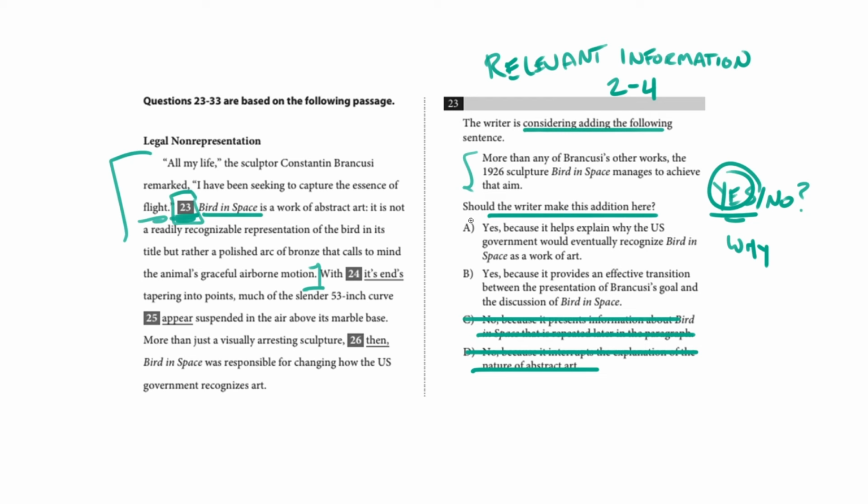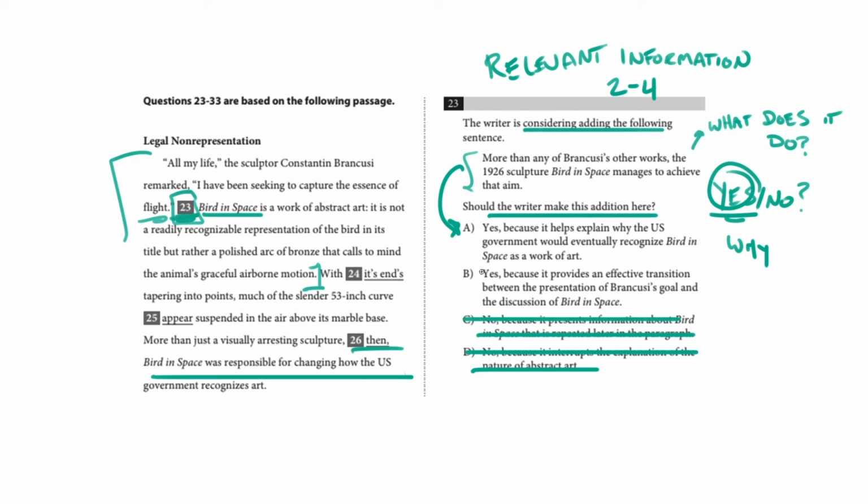Now, we don't have the context for that, but that is what this passage is about. You can see at the very end of this paragraph, which is just part of a longer passage that I've excerpted, it says, "More than just a visually arresting sculpture, then, Bird in Space was responsible for changing how the US government recognizes art." That may be part of the same paragraph, but it's not part of the immediate context of where the sentence is supposed to go. And at any rate, I don't think that's what this sentence does. Ask yourself, when you're looking at the addition, what does this sentence do? And earlier, I said it introduces the idea of the statue.